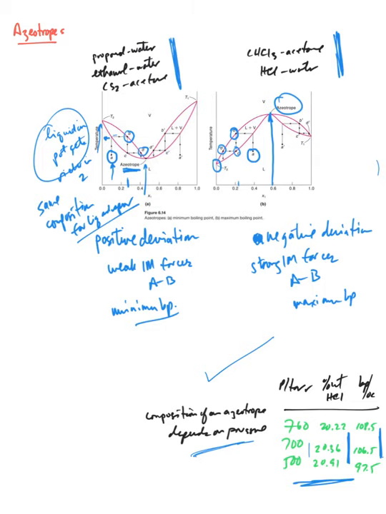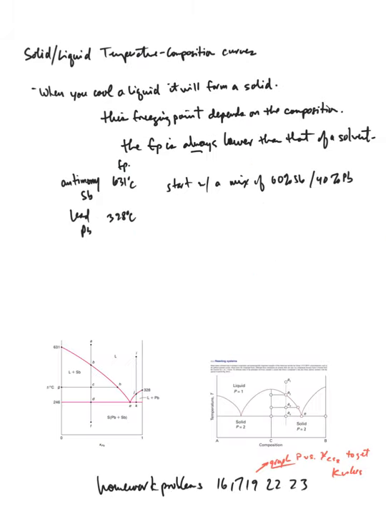One more example to look at, and that's on the next slide. Here we're going to look at solid-liquid temperature composition curves. So imagine starting with a liquid that's a mixture, and you cool it. Instead of what we did on the previous slide, warming it till it boils, what if you cool it till it starts to form a solid? The freezing point of this solution is going to depend on the composition. The freezing point is always going to be lower than that of a pure solvent.